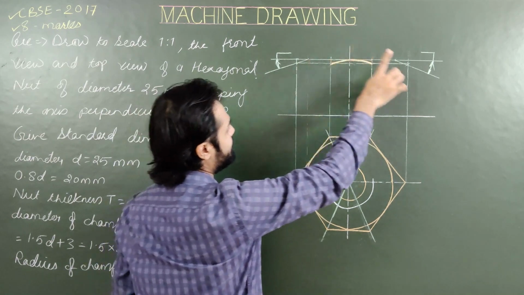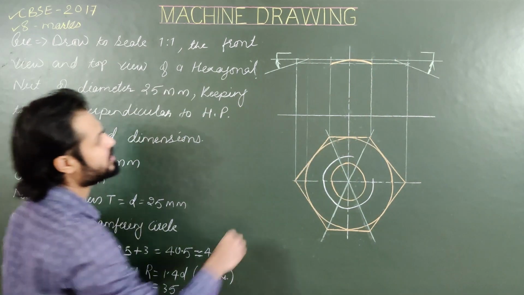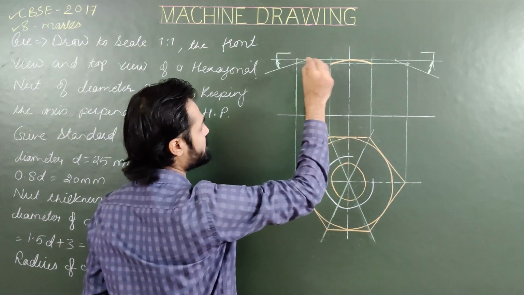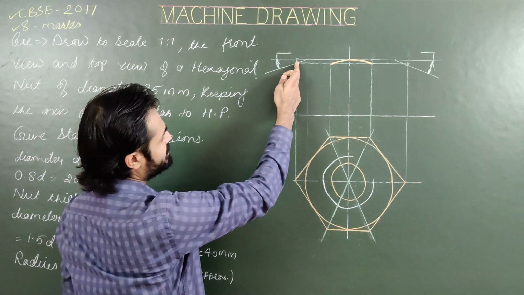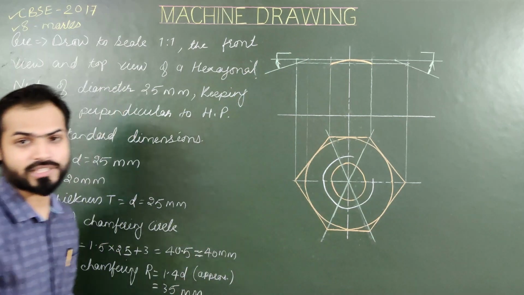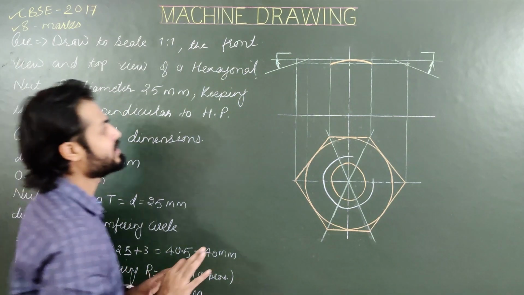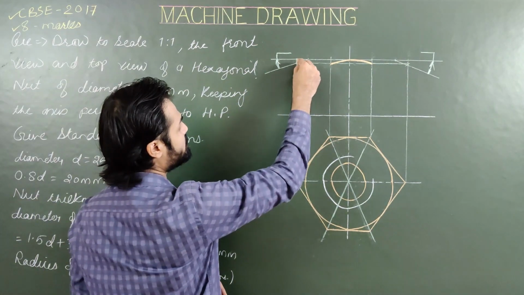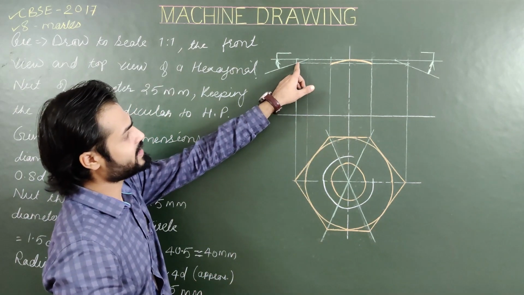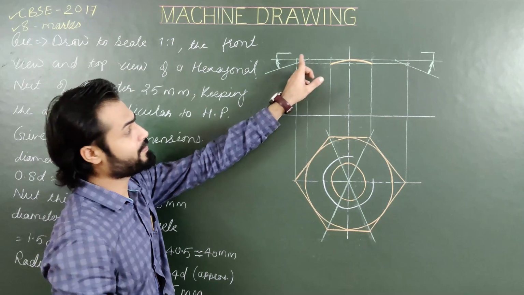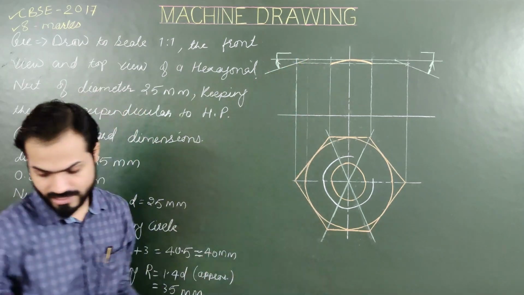Now for the left and right face, what to do? This is your first point, the midpoint or central point is your second point, this will be your approximate third point. Now the method is very difficult. What to do? From this point to this point, point of intersection to the midpoint. This is the side.